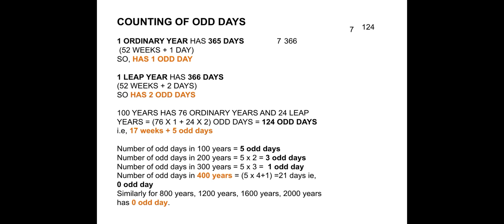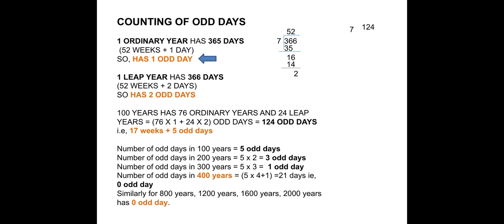So counting of odd days, how to count odd days. An ordinary year has 365 days, and by calculation 365 days is 52 weeks plus 1 day. So the odd day is 1 day. Similarly, a leap year has 366 days. If 366 is divided by 7, we get 52 weeks and 2 days.